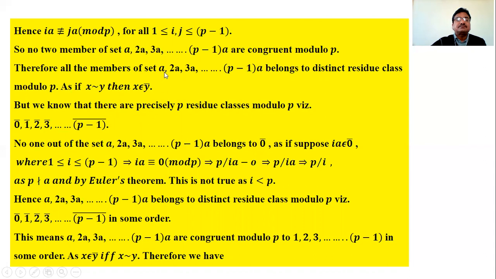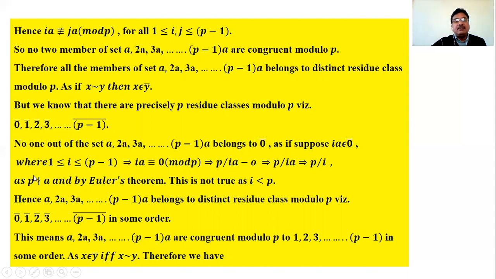First note that no member of these P integers belongs to the 0 bar, because if we assume, suppose one of them, say IA, belongs to 0 bar, then what do we have? Here the value of I runs from 1 to P minus 1. Out of these, the value of I is either 1 or 2 or 3 or up to P minus 1.